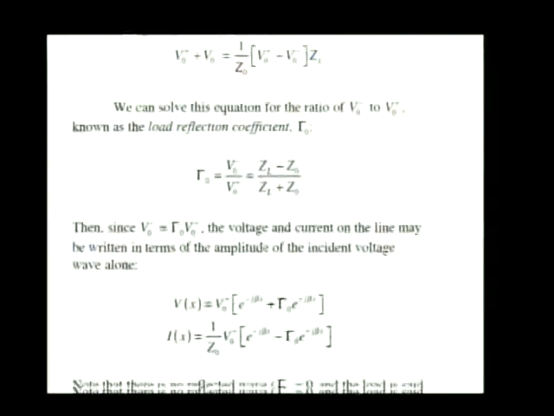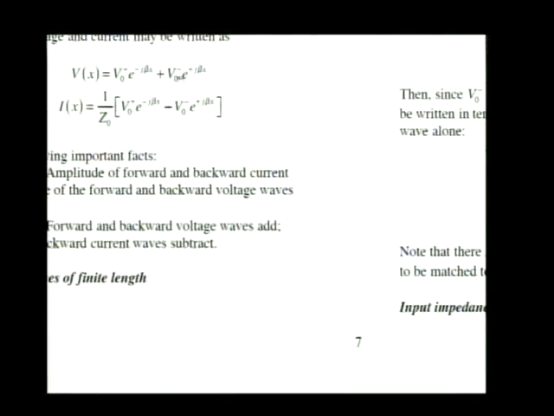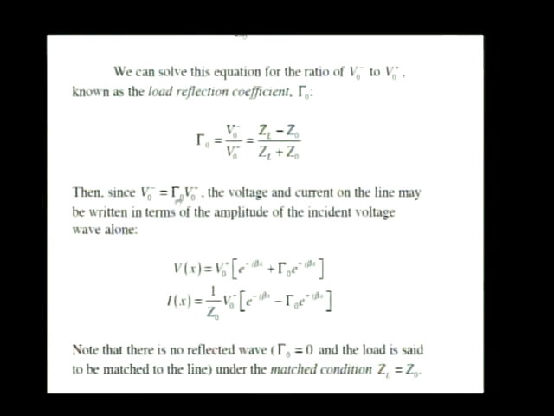Then we could, of course, solve for V0 minus in terms of V0 plus using that equation. V0 minus would be gamma 0 times V0 plus, and let's plug that now into the pair of equations for V and I from the previous column. That means there's only going to be one unknown amplitude coefficient left in my equations for V and I. That one unknown amplitude coefficient that's left is V0 plus. Everything else is expressed in terms of V0 plus.